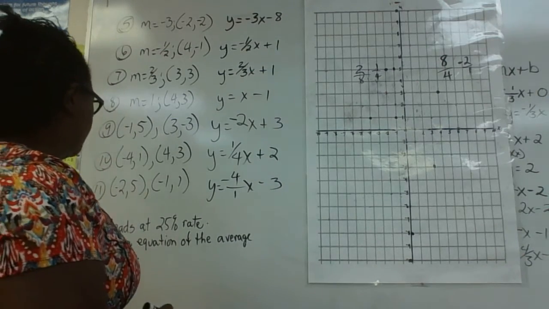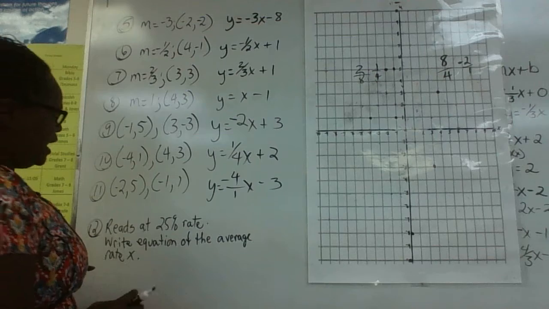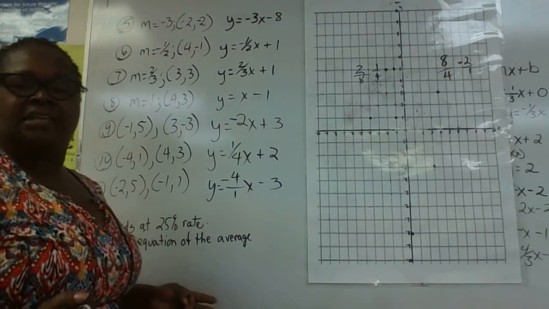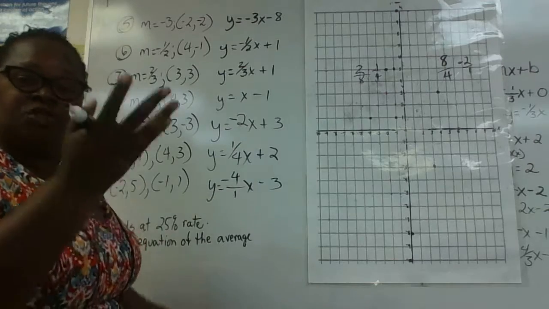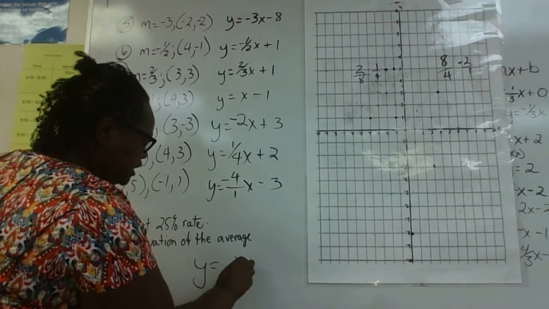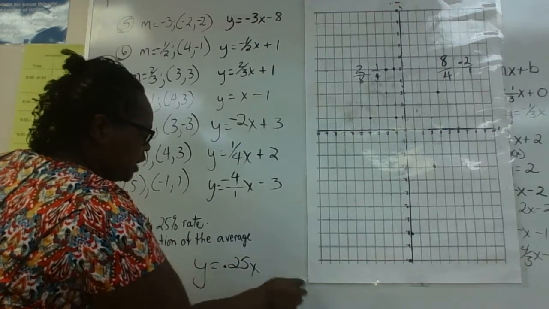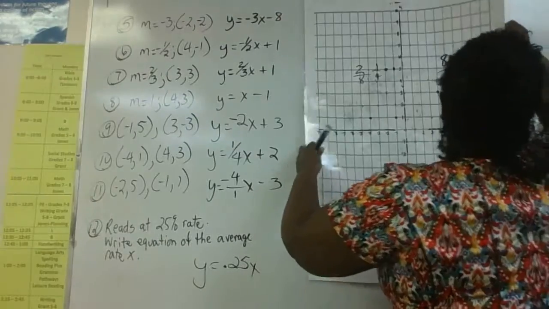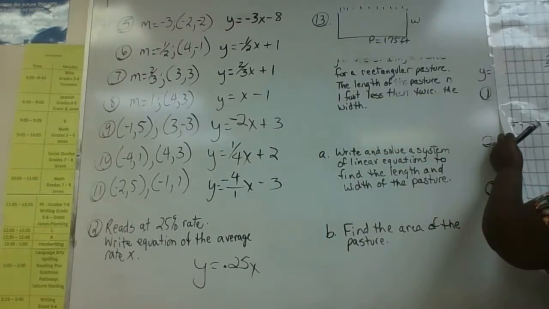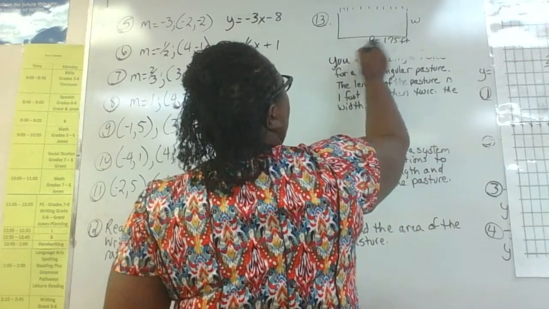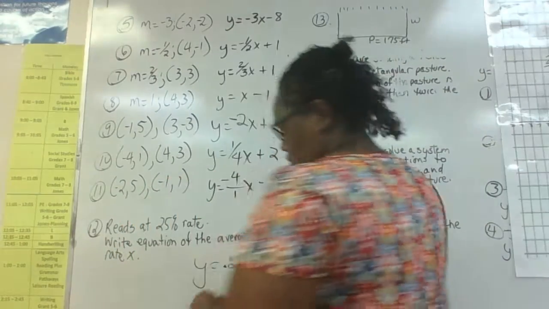Number 12 says, you have a rate of 25%. Write an equation. Well, we know that our slope is our rate of change. So therefore, when we plug it in, this is in decimal form and our x, and we don't have a y-intercept. Let's look at, I mess this all up. Let's look at our fence. Okay, we're just going to stop there.